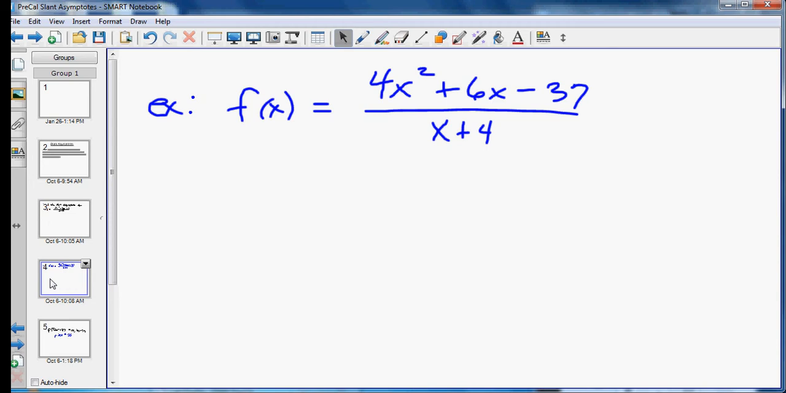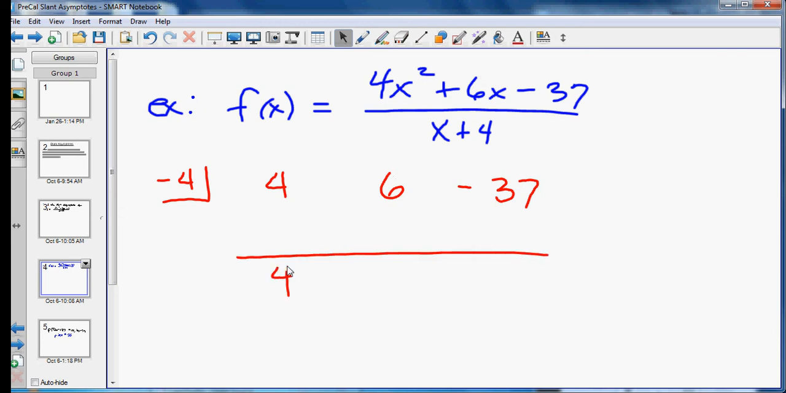Thankfully, this is another one we can use synthetic division. So I'll just say, okay, what would make the denominator 0? That would be negative 4. I put that in the box. Then I take on the coefficients I see, 4, 6, and negative 37. I bring down the 4. Negative 4 times 4 is negative 16. Add the 6 and negative 16 together, I get negative 10. Negative 4 times negative 10 is 40. So I get a remainder of 3.